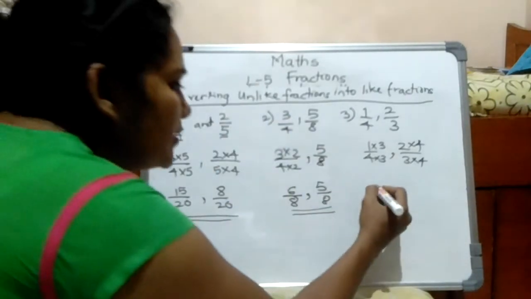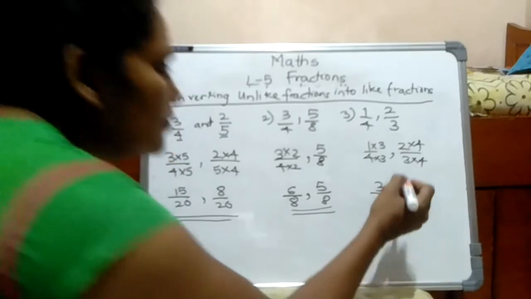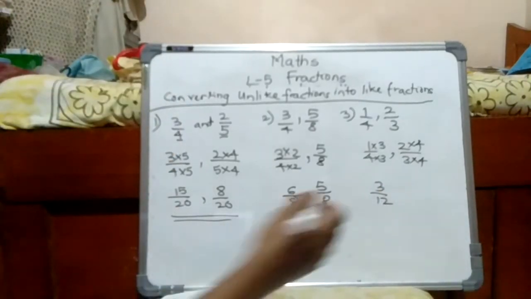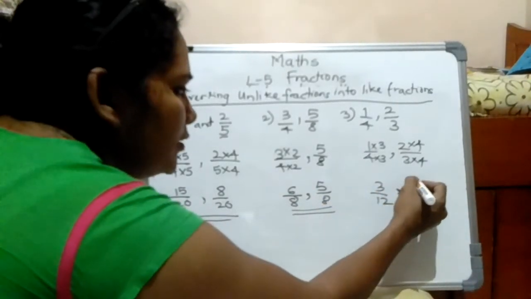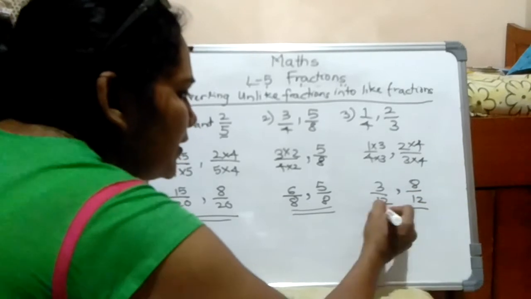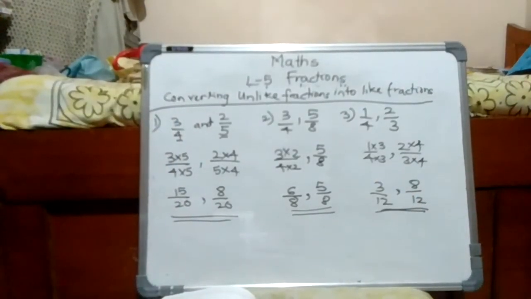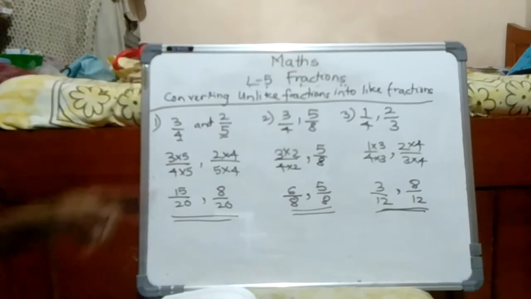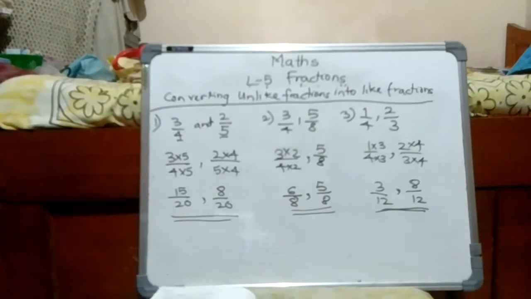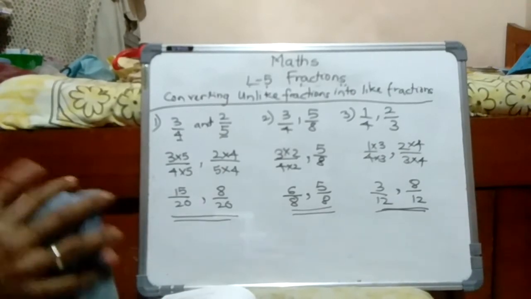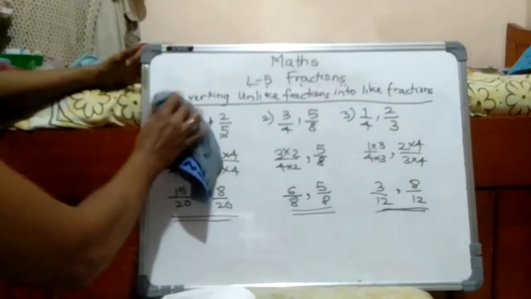Now 3 1s are 3, 4 3s are 12, and here 2 4s are 8, 3 4s are 12. Clear? Understood? This way we can convert the unlike fractions into like fractions. Now next, this is a little bit big chapter, but it is very easy if you understand.